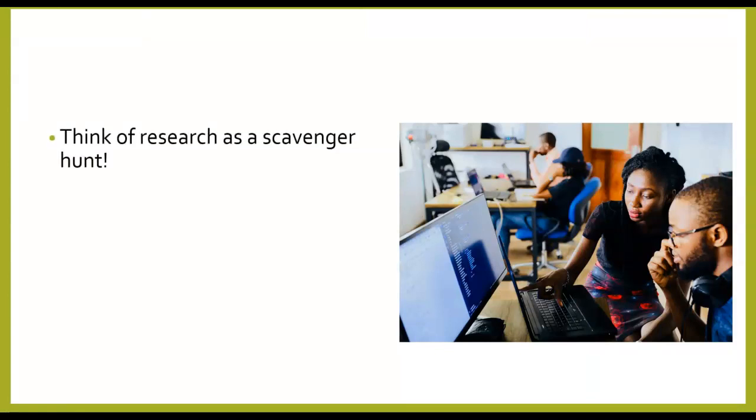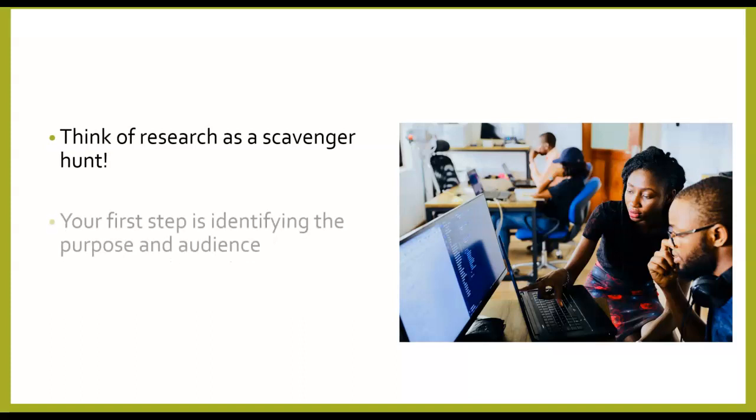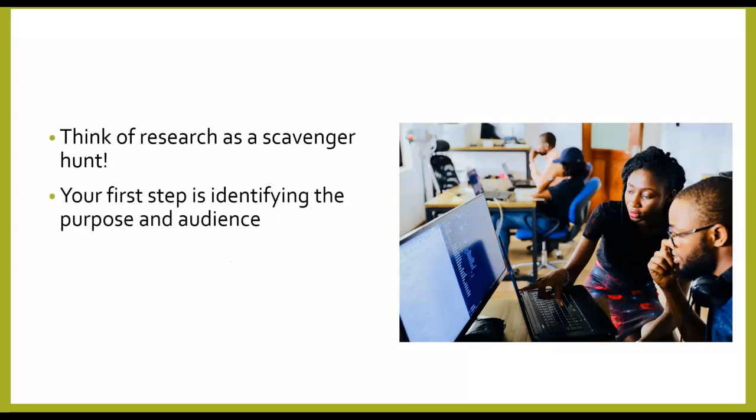Think about the research process as a scavenger hunt. Your first step is identifying the purpose and audience for the project that you're working on. You first have to know what it is that you're doing and why. That will determine everything else that you do. That will determine the kinds of sources that you look for and the reason that you proceed once you find them.